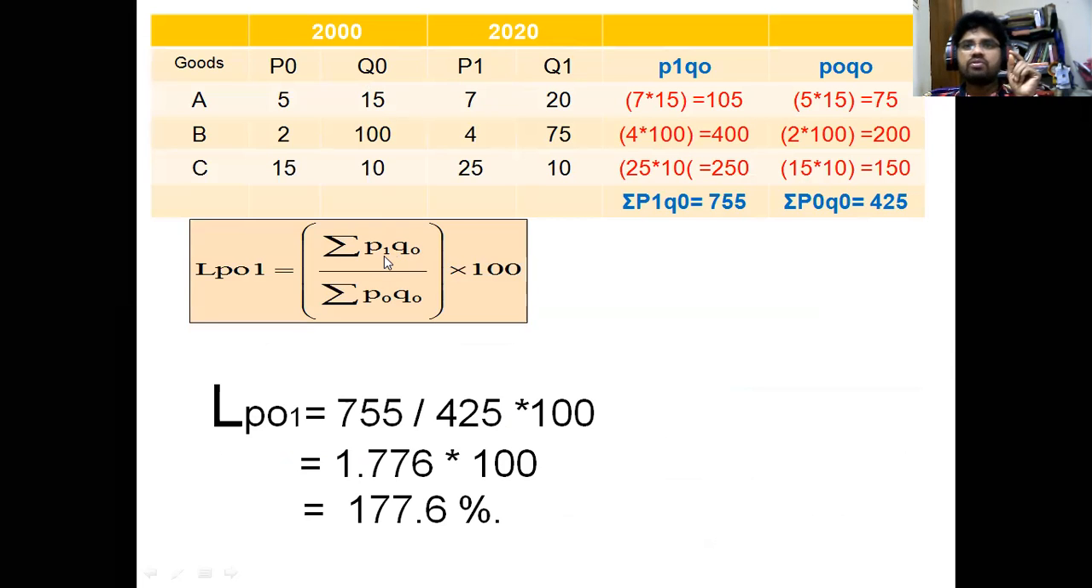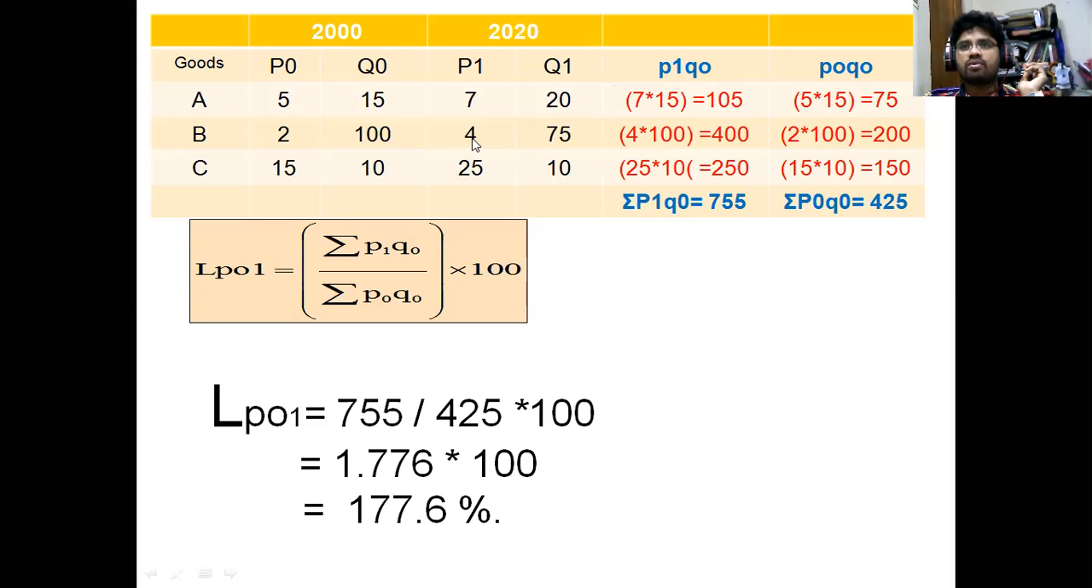So here, first what we have to do, we consider the P1 into Q0. What is the P1 value here? 7. 7 into Q0, 15. 7 into 15, how much? 105. Have you understood? Yes, sir. Then next, the next one, P1 into Q0.